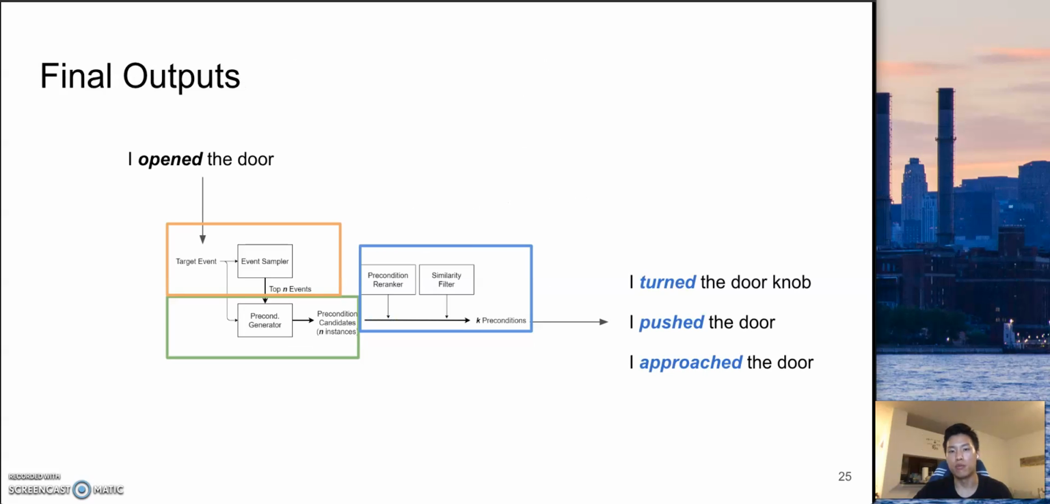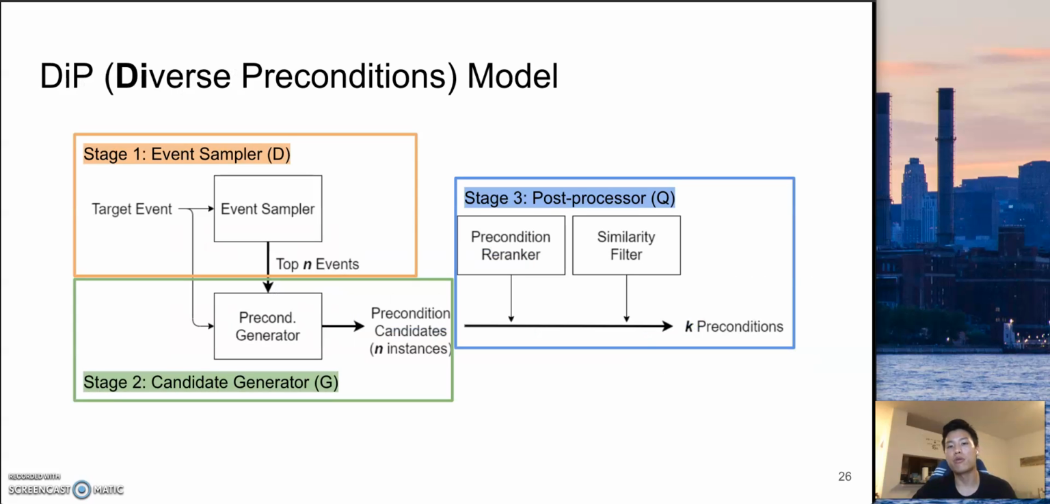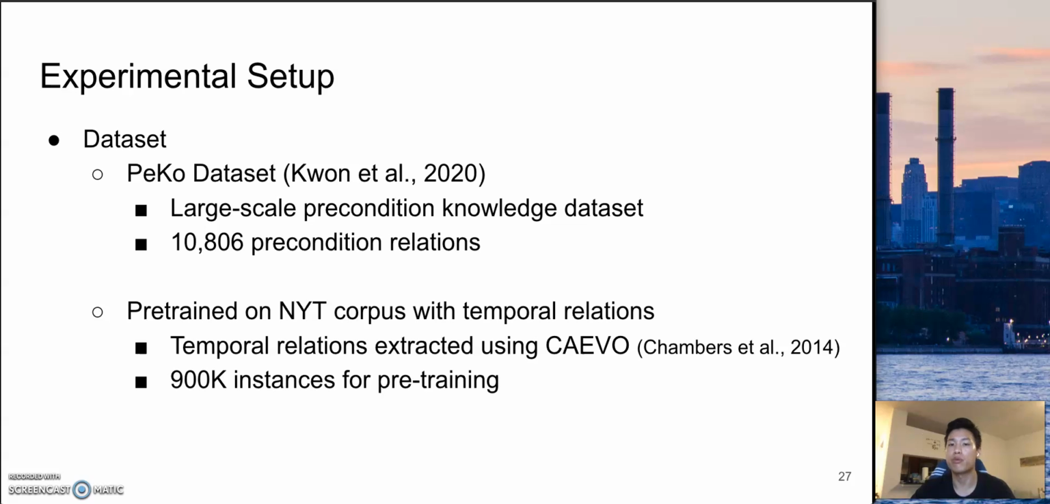And the final output will look like this. Recap, our DEEP model is a three-stage model, which is composed of an event sampler, a candidate generator, and a post-processor. Now let's move on to the experimental setup.